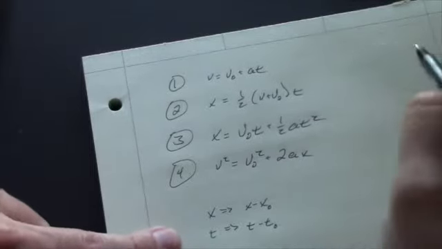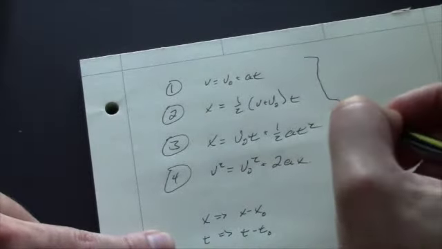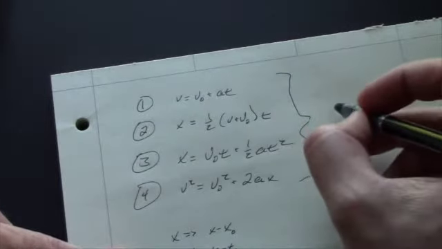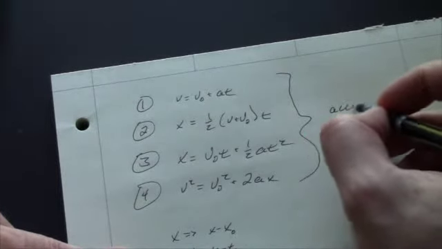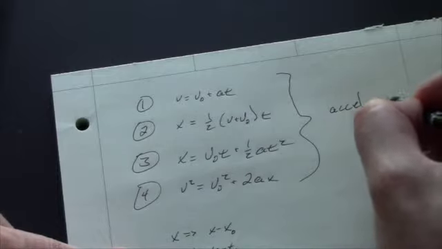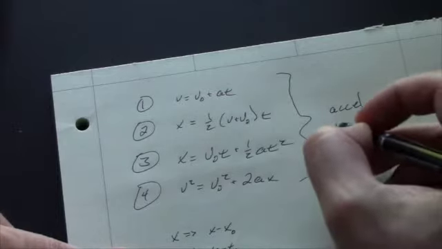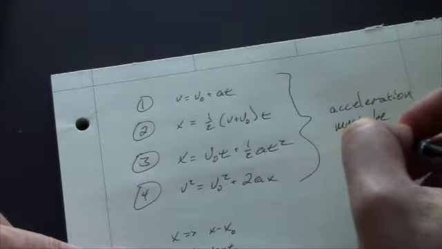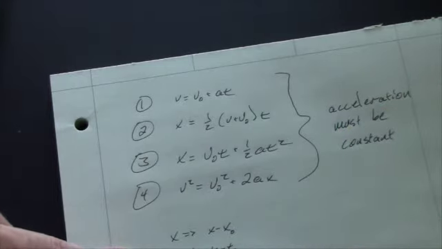So remember, here's our 4 kinematic equations, and of course, the most important assumption that went into these was that acceleration must be constant. If your acceleration is not constant, then these kinematic equations are not going to apply, so you're going to have to figure out something different.